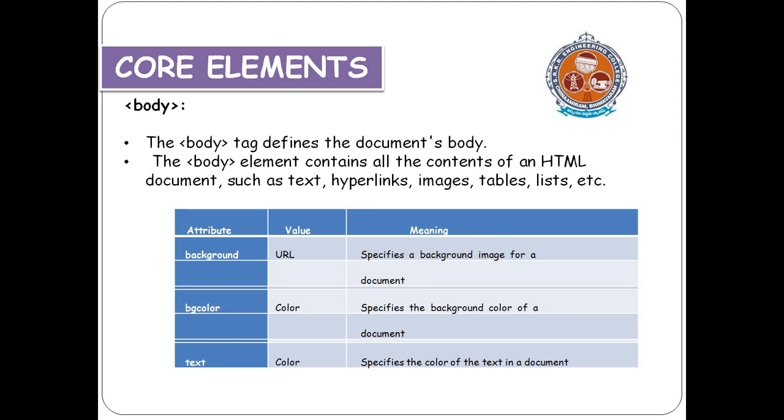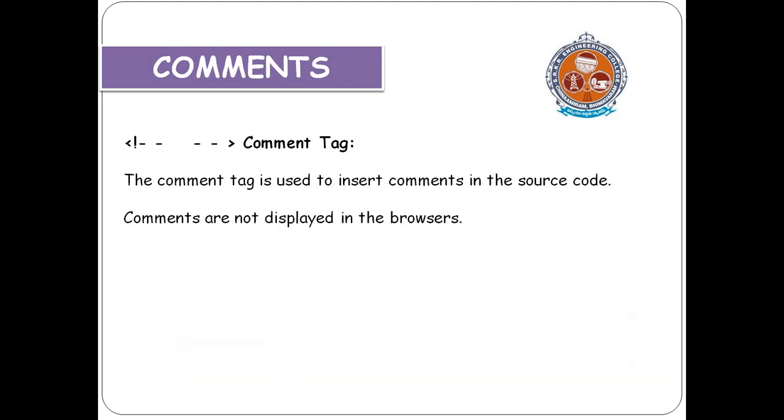Some core elements of body. The body tag defines the document's body. The body element contains all the content of HTML such as text, hyperlinks, images, tables, and lists, whatever the main data is that is displayed in our web page, and it is placed in our body. It consists of some attributes and values. For example, to display a background image or background color, you use bgcolor. If you want to display text with a color, then you define text.